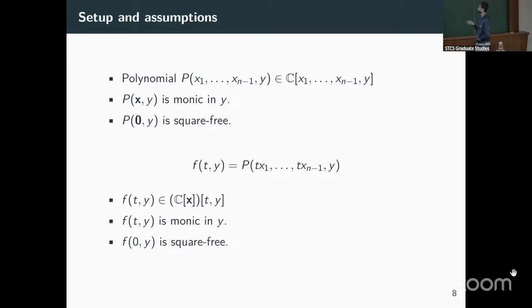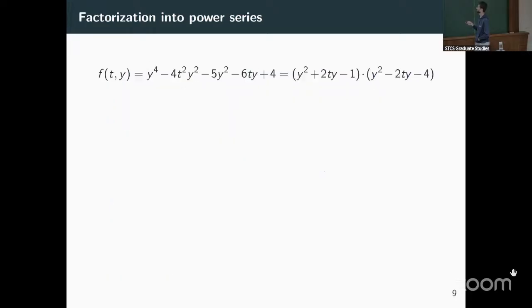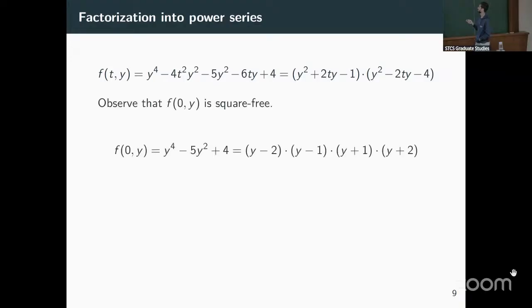Okay. So maybe to see the ideas involved, I'll just look at an example of an f t comma y. Let's work with this polynomial. This is some polynomial f t comma y, and its factors are y square plus 2ty minus 1 and y square minus 2ty minus 4. It is monic. If you look at the leading term in y power 4, it is 1. And if you substitute the value of t, you'll notice that this term zeroes out and this term zeroes out, and this factors into linear factors with no repeated roots, so it's square free.